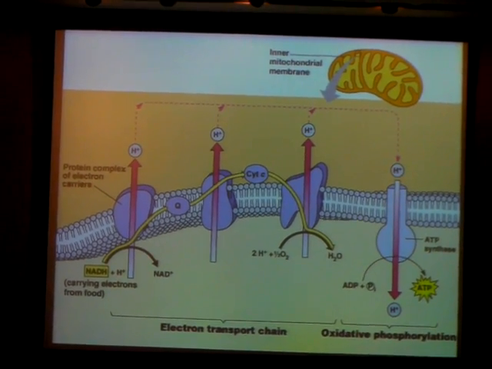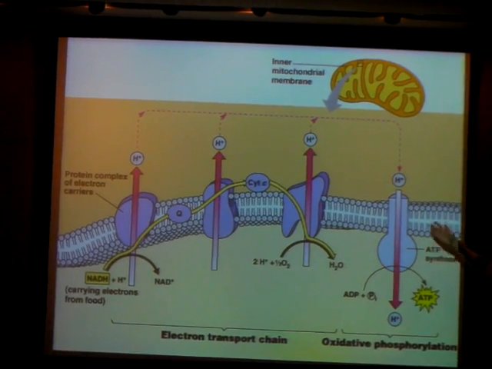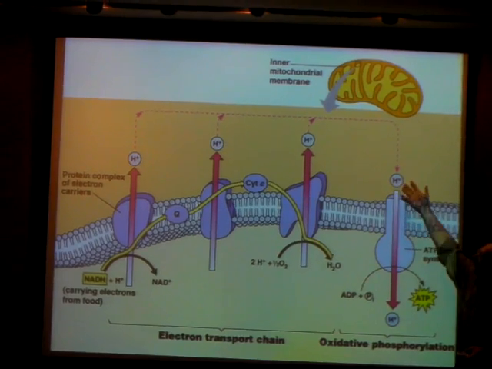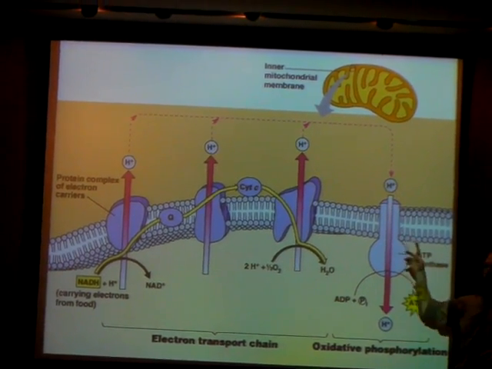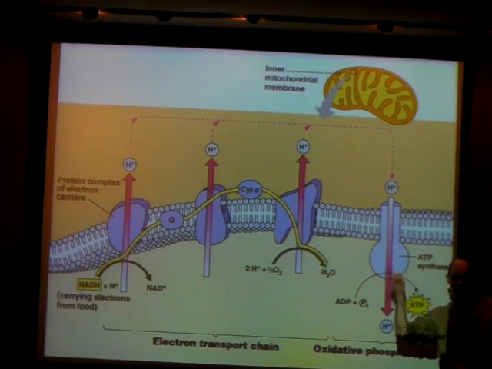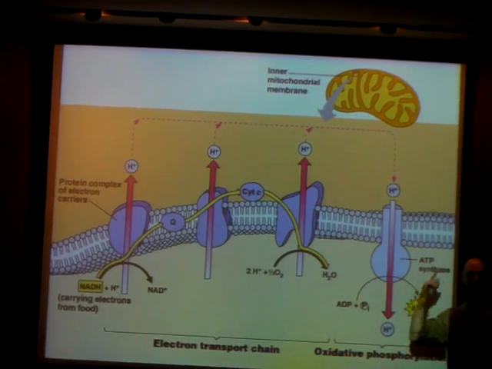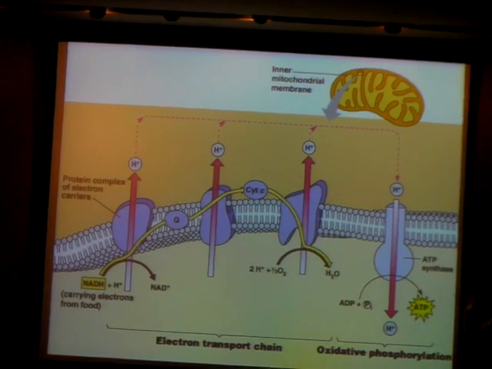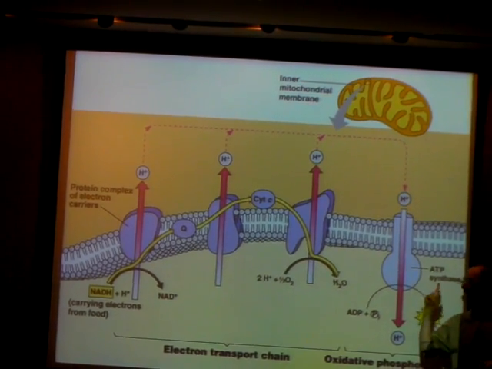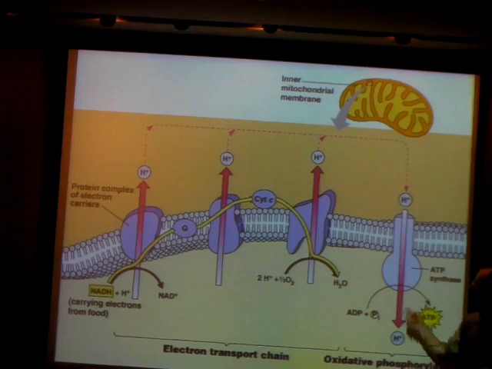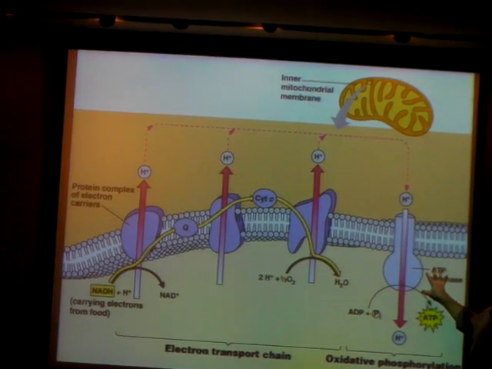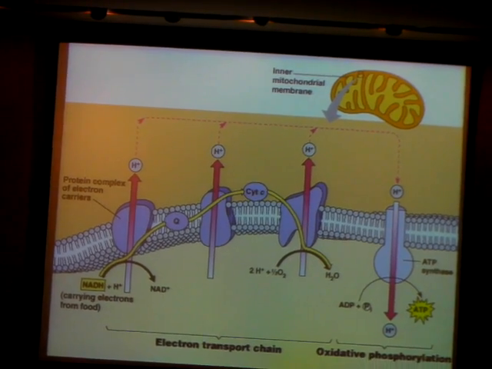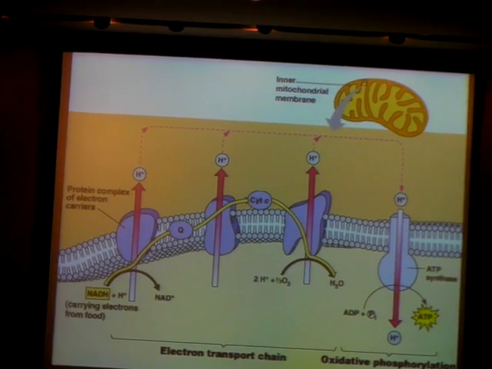But the idea here is that this uses the gradient of hydrogen ions to make a motor that rotates. This is like the smallest nanotechnology you can think of. This is the molecular motor that rotates this thing and causes this enzyme to work in some mysterious and wonderful fashion.